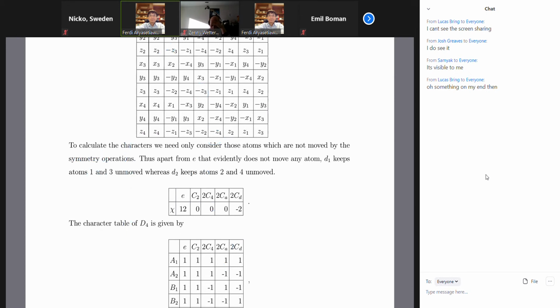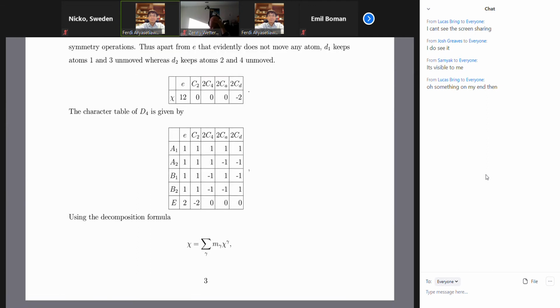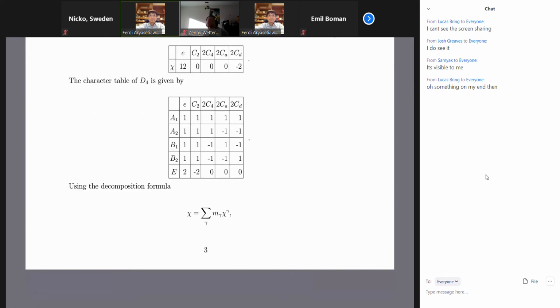So this is the result of the characters here of this 12 by 12 representation. So now we can decompose this representation using the character table. The character table is given here. And we just use the usual decomposition formula and use the orthogonality between the characters.